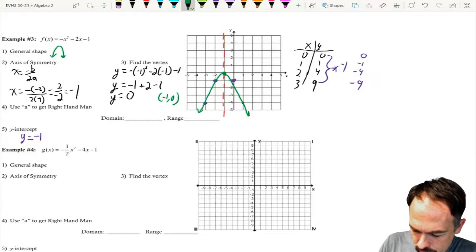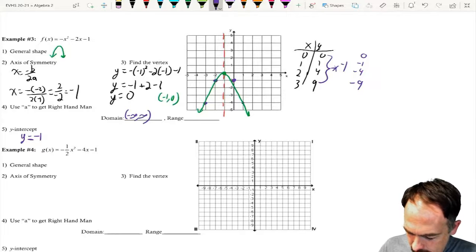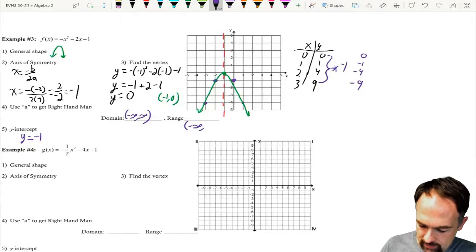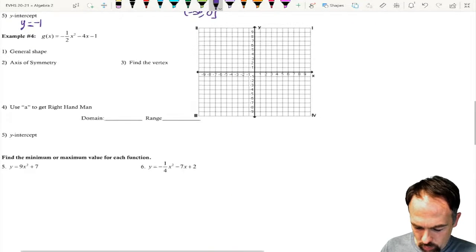Okay, domain and range. Once again, domain is all real numbers all the time. Range, we've got to start at negative infinity, and then our top value here is 0. All right, number 4.